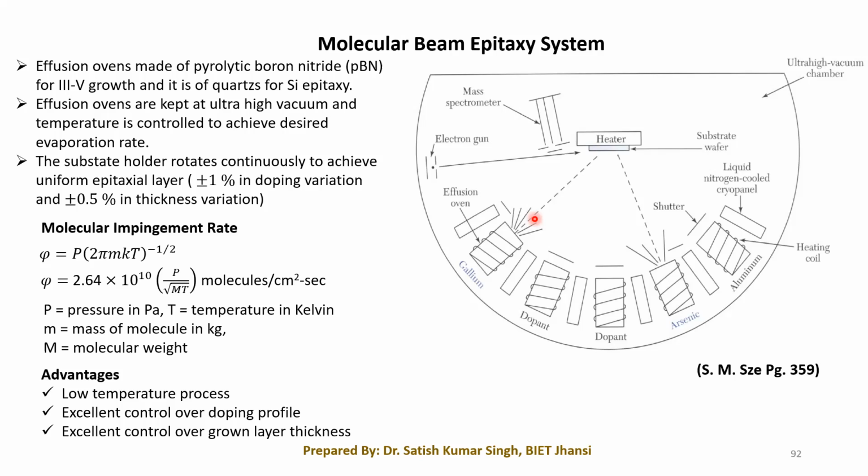Similarly, it also has some disadvantages. The main disadvantage is that it is a very complex system. And the second one is that because of its complexity, it is very costly. The MBE system is very costly. And the third one is that we need ultra high vacuum, which is very difficult to achieve.